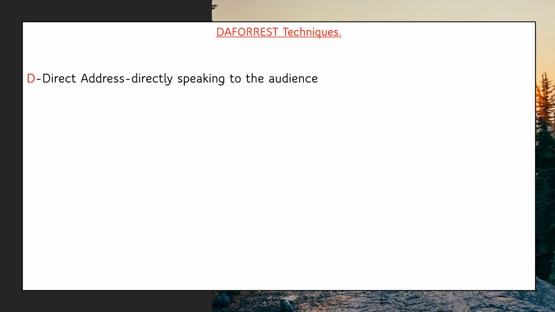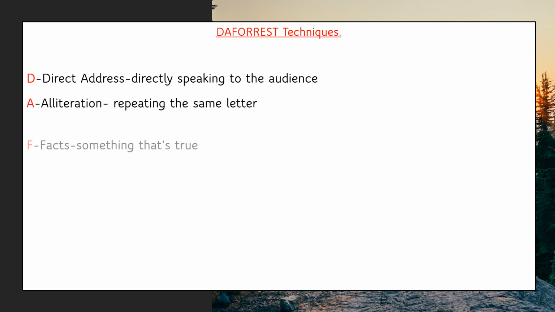Now, if you have a slightly different idea of what this might be, it might be that you think it might be a discourse marker. That's absolutely fine. There's no right or wrong answer. These are just some of the good techniques you can use in your writing. The next one is alliteration. So this is where you repeat the same letter 2 or more times.